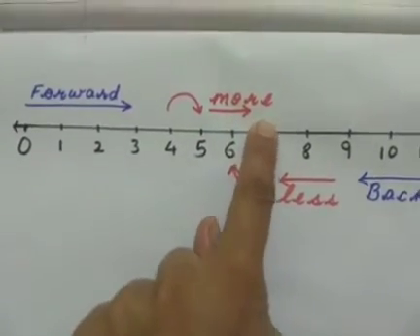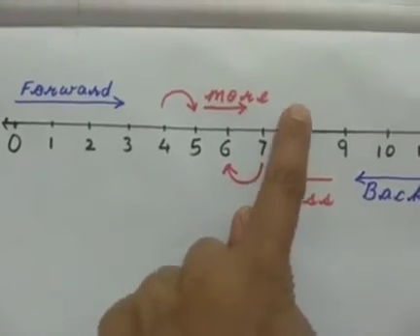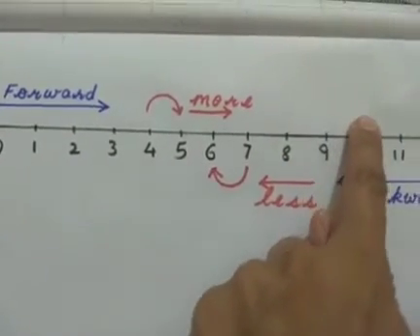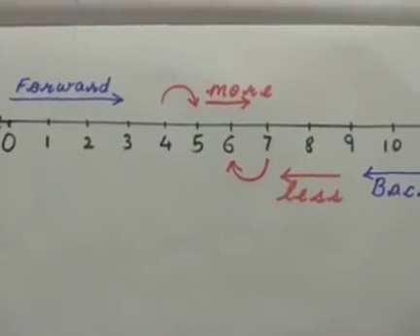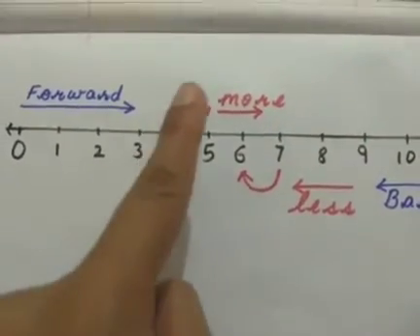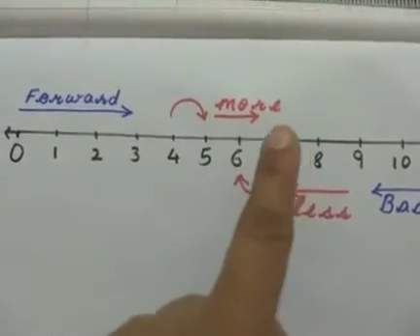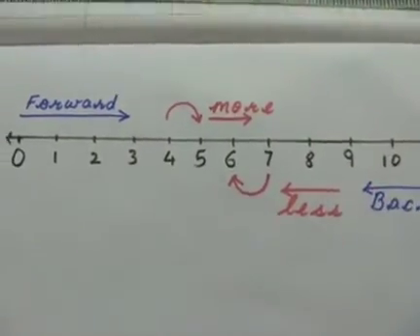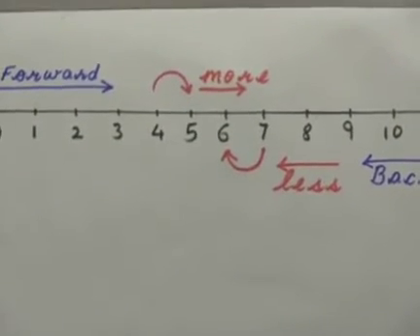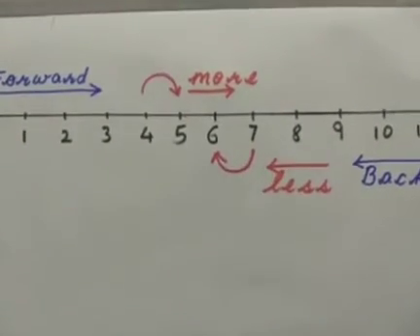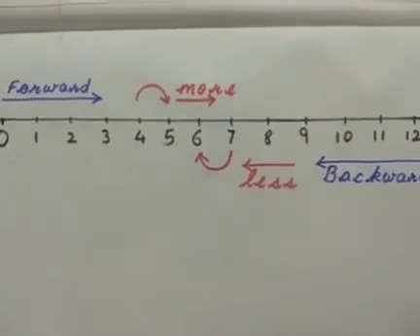So we keep on jumping. 1, 1, 1. Number keeps on getting bigger. But in which direction am I jumping? I'm jumping towards my right. So when you jump towards your right, you're moving forward. The number is getting bigger. The number is getting more. Okay? Now let's do backward counting.